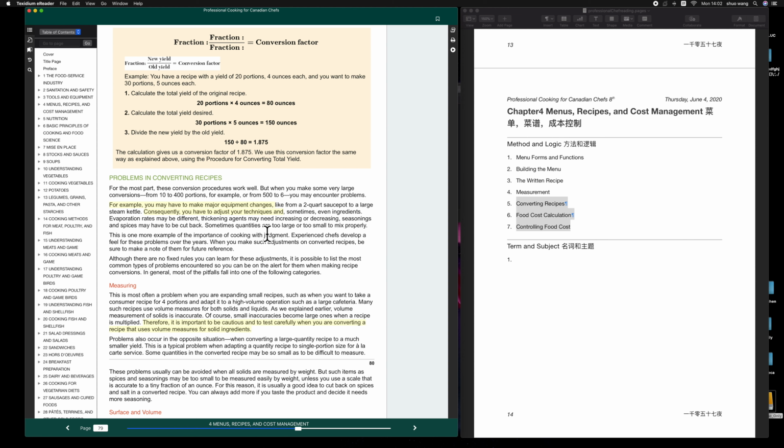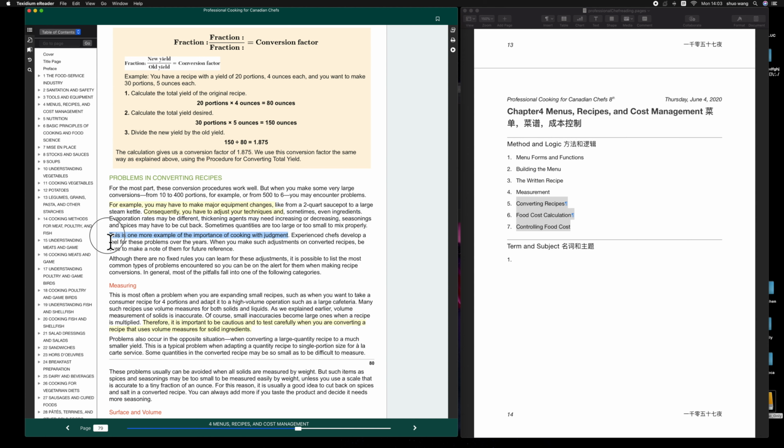Evaporation rates may be different. Thickening agents may need increasing or decreasing. Seasonings and spices may have to be cut back. Sometimes quantities are too large or too small to mix properly. This is one more example of the importance of cooking with judgment.